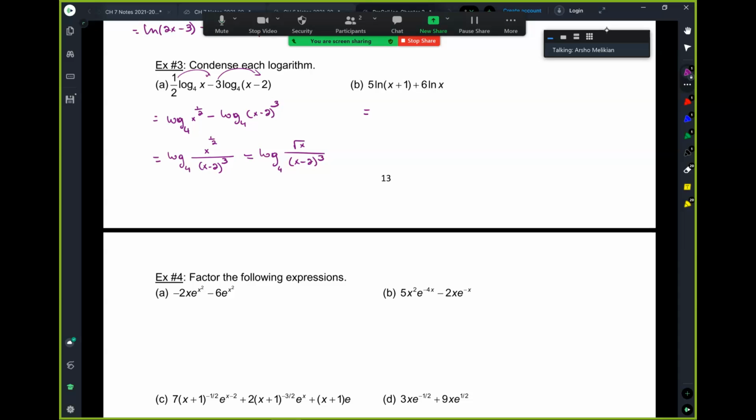So what do we think? Yes and no. Sometimes people could do it in 1, and then sometimes people can do it in 2. So what do you guys think? ln of x plus 1 to the 5th times x to the 6th, like this. Okay? So, all right? Okay.